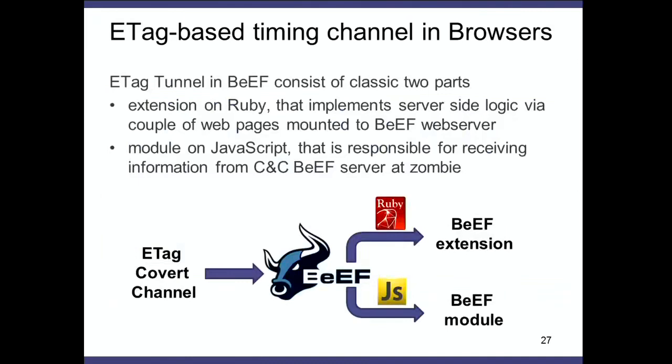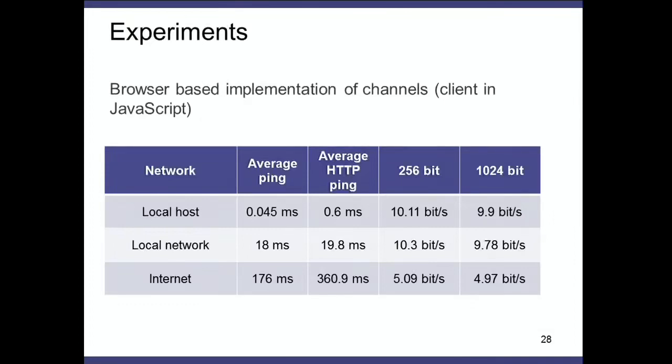BeEF has extensions: modules that work on the server side and modules on the client side. So we implemented an extension written in Ruby, which adds a couple of pages to BeEF, and a module in JavaScript that is responsible for receiving information. That's the data we got. The speed is good, especially given the delay between the BeEF server and the infected browser. The results are comparable to the server-client setup: similar 5 bits per second on the internet, and more on the local network.